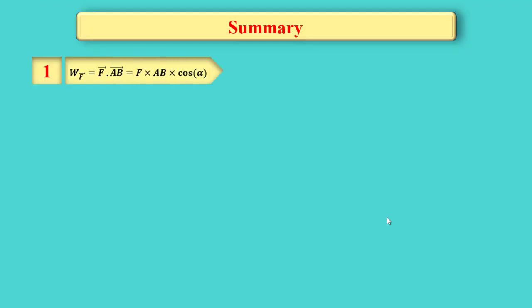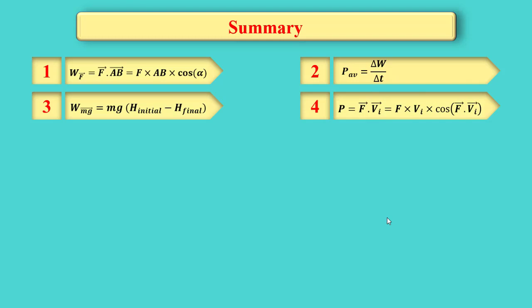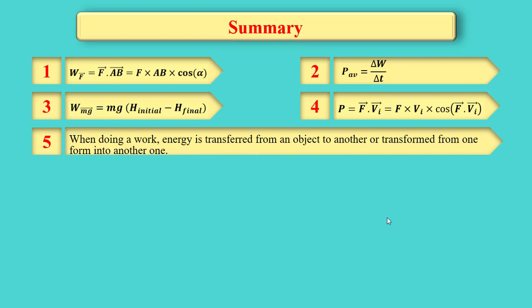From the first video, we have said that the work is the scalar product F dot AB vectors. The average power is the variation in energy per unit time. The work done by weight is mg times h initial minus h final. The power is given by F dot V instantaneous. From this video, we can sum up the following. When doing work, energy is transferred from an object to another or transformed from one form into another form.